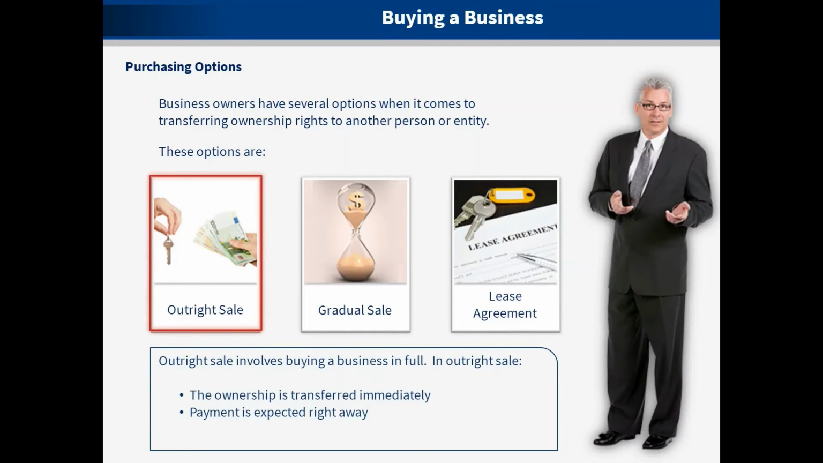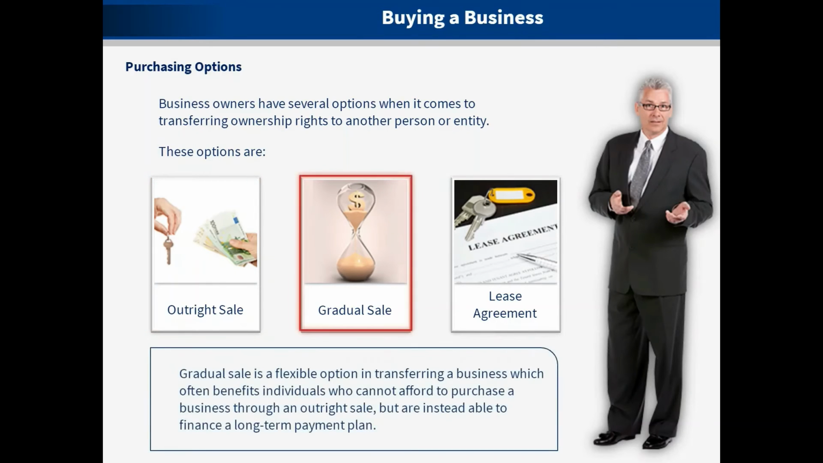Outright sale involves buying a business in full. In an outright sale, the ownership is transferred immediately, and payment is expected right away. Gradual sale is a flexible option in transferring a business, which often benefits individuals who cannot afford to purchase a business through an outright sale, but are instead able to finance a long-term payment plan.